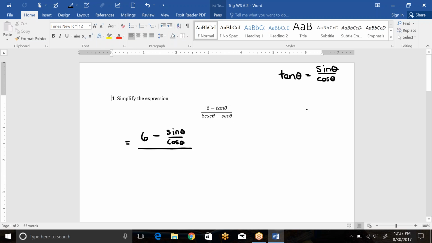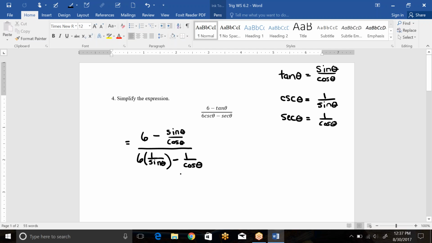The bottom has a cosecant and a secant. Cosecant and secant are reciprocals of, remember, sine and cosine. Typically it's written as sine theta is 1 over cosecant, but if you have cosecant, you can also write that as 1 over sine theta. That's also true. And secant theta is 1 over cosine. It's just a reciprocal property written the other way. So on the bottom here, I have a 6 times a 1 over sine theta minus a 1 over cosine theta.